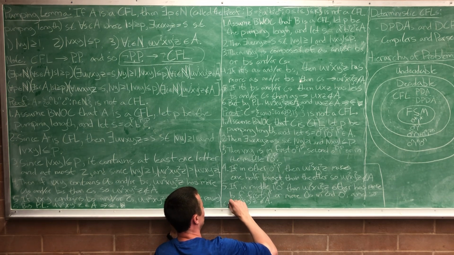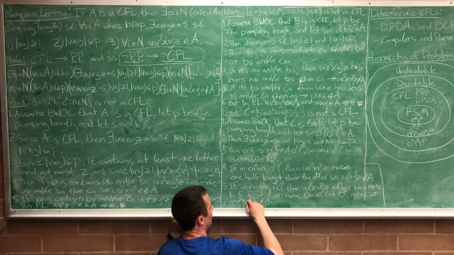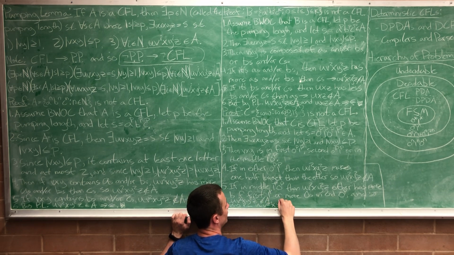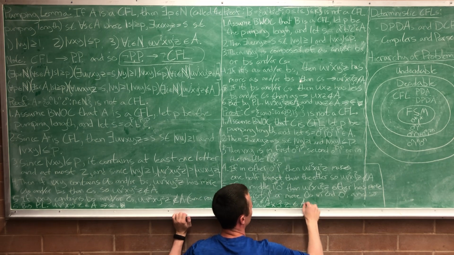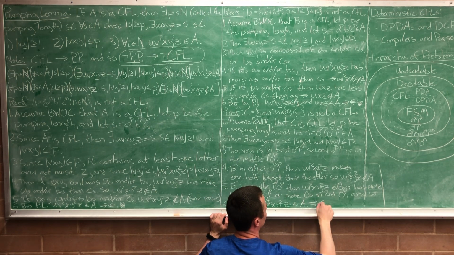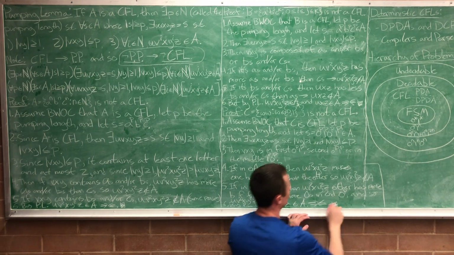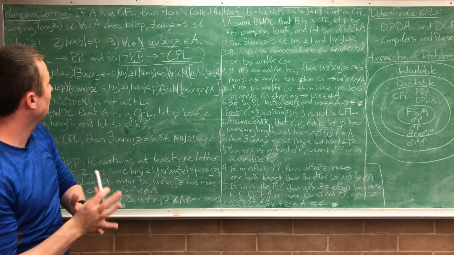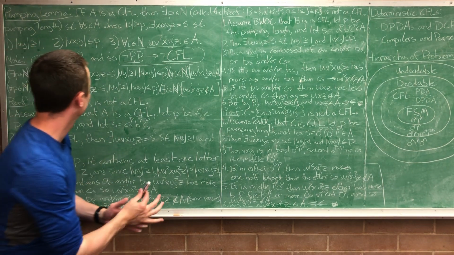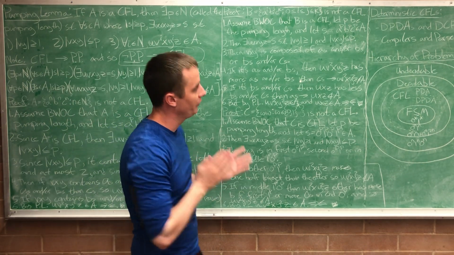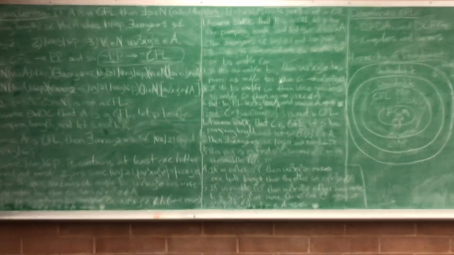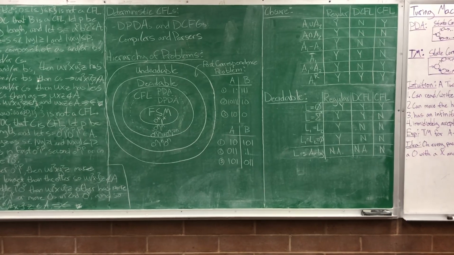By the pumping lemma, u v squared x y squared z is in A. Contradiction. And we're done. Okay, so there's a bunch of examples using the pumping lemma to prove that languages are not context-free languages, very similar to the types of pumping proofs we've done in the past. Okay, so now shift gears a little bit. That takes care of that section.